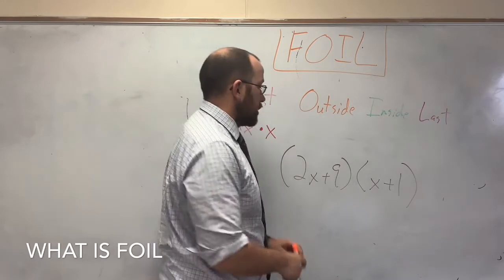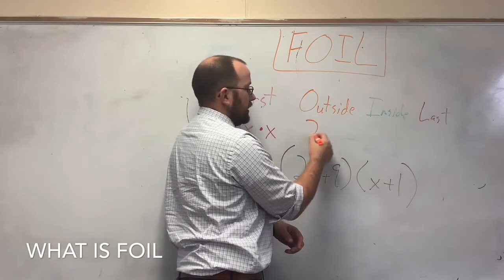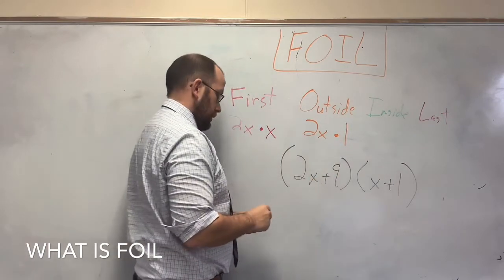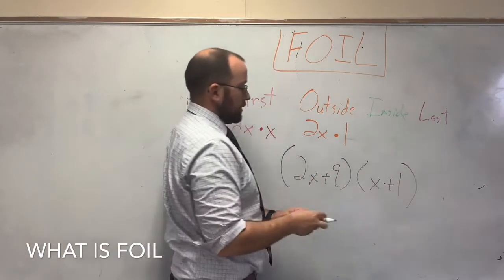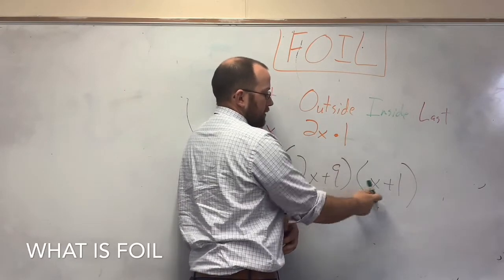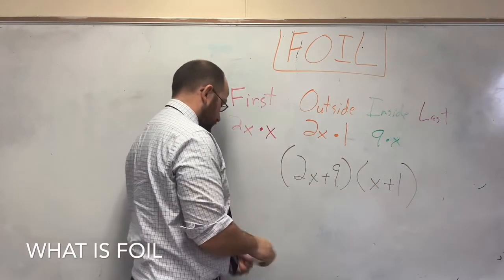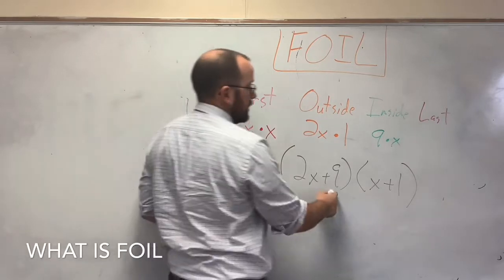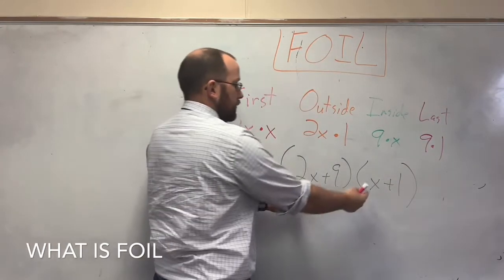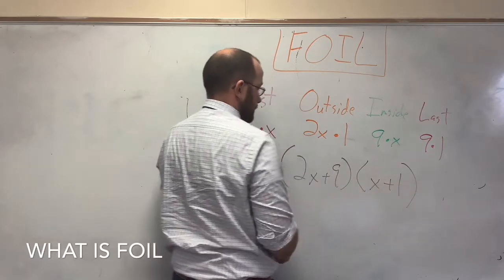Our outside terms are 2x and 1, because they are on the outside of the whole thing. Your inside terms are the two that are in the inside. So our outside 2x and 1, inside 9 and x. And the last are the 9 and the 1. So first, outside, inside, last.